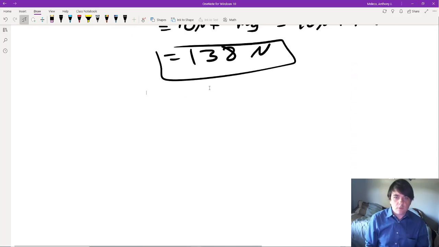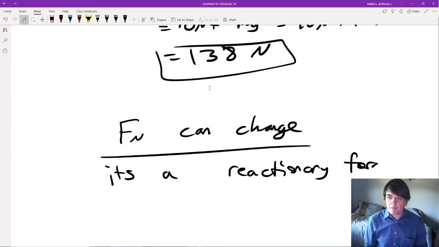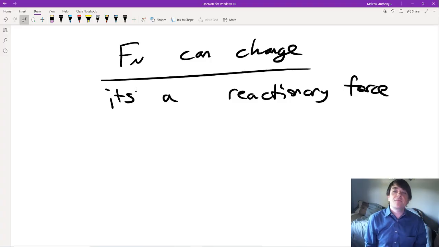So Fn can change. It's a reactionary force, I guess is a way to think about it. It's not the third body, it's not the Newton's third law reaction to it. That goes into the table. This is just a force that reacts to you doing something. So it's a little bit different. But it's not the Newton's third law version. We'll talk more about Newton's third law in the next section about how that works.